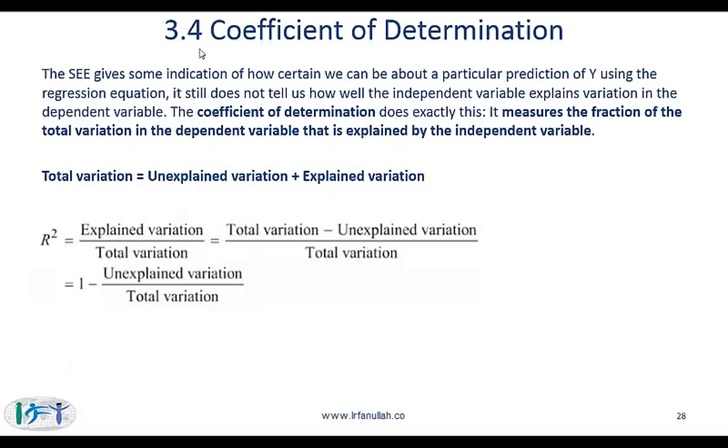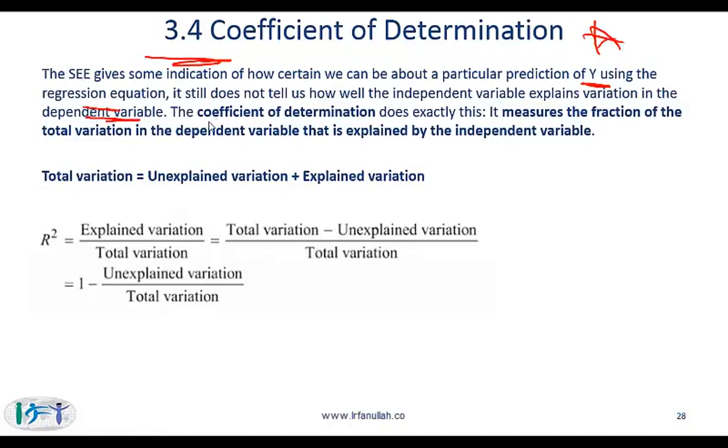Okay, next one, and this is very important from an exam perspective. You've learned SEE. Now we are talking about the coefficient of determination. In a way, this builds on SEE. The SEE gives some indication of how certain we can be about a particular prediction of y using the regression equation. But SEE still does not tell us how well the independent variable explains variation in the dependent variable. So it tells us something, but it doesn't tell us quite enough. So we need something more.